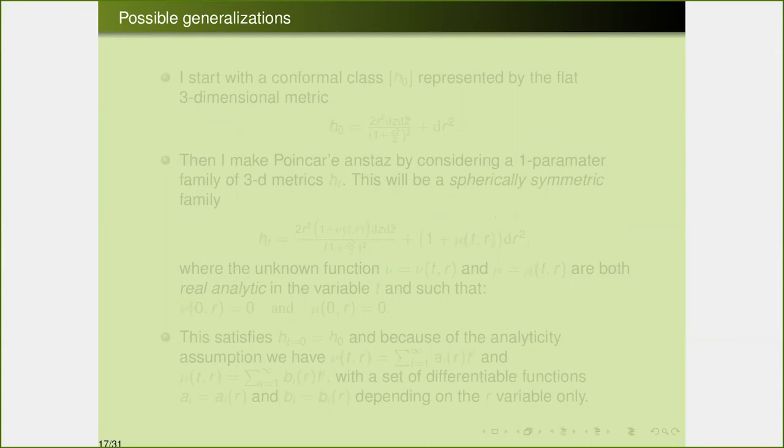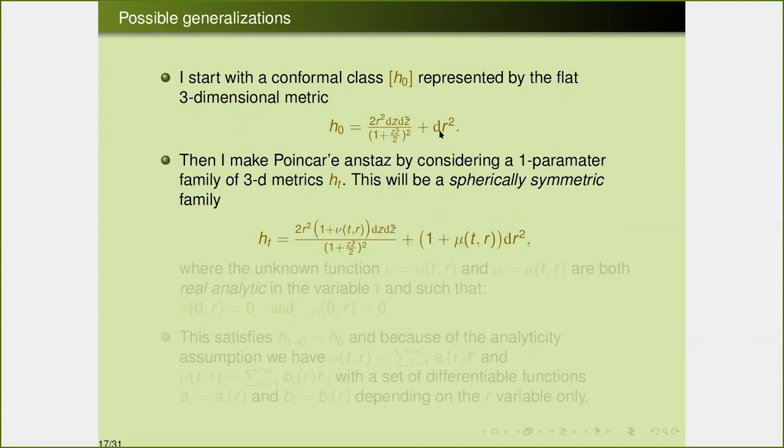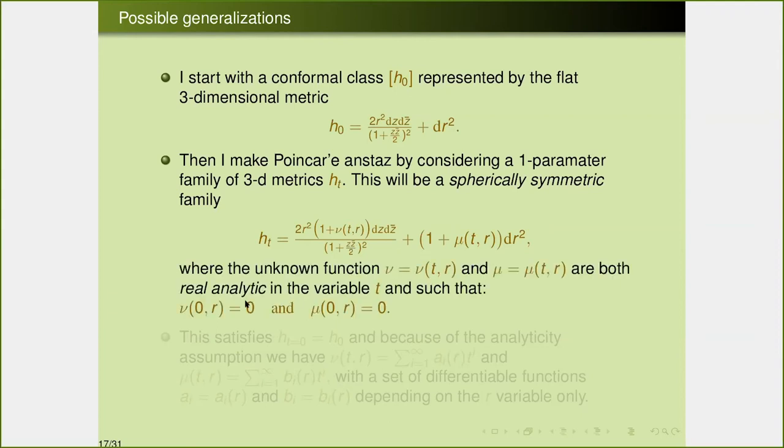So let me show you how I do it in detail. I start with this conformal class represented by the flat metric. So here is the flat metric, a three-dimensional flat metric. Then I make a Poincaré ansatz for this one-parameter family of metrics, say T, and for simplicity I assume that these only depend on R and T and not on Z. And of course I want that nu of zero and mu of zero are zero.